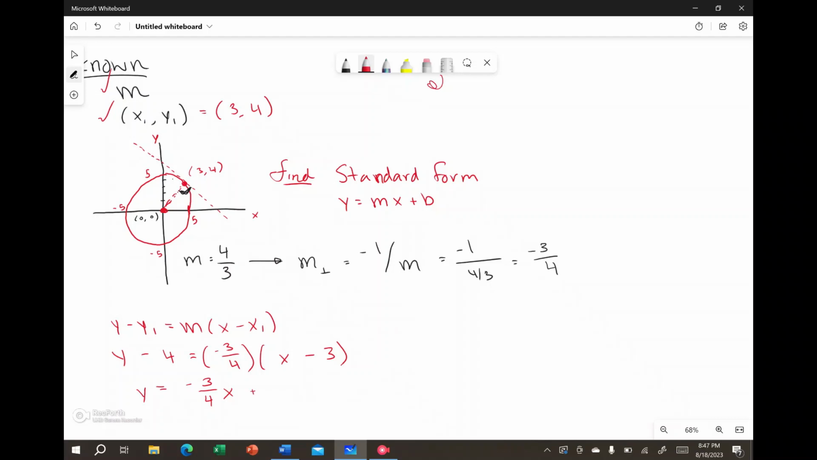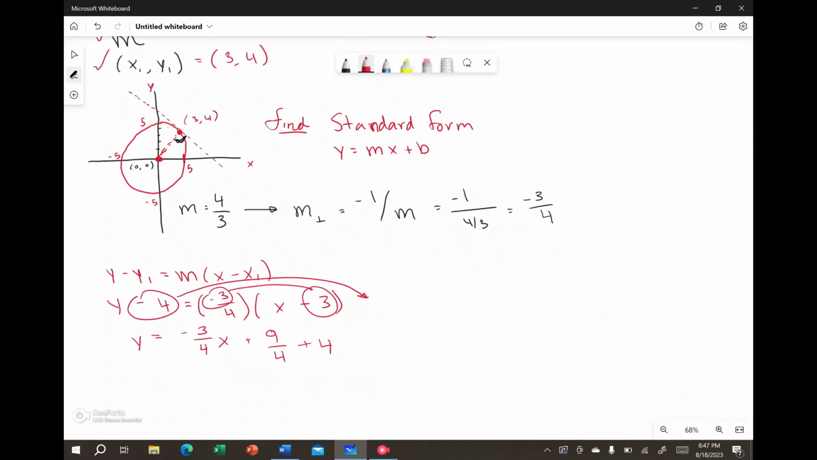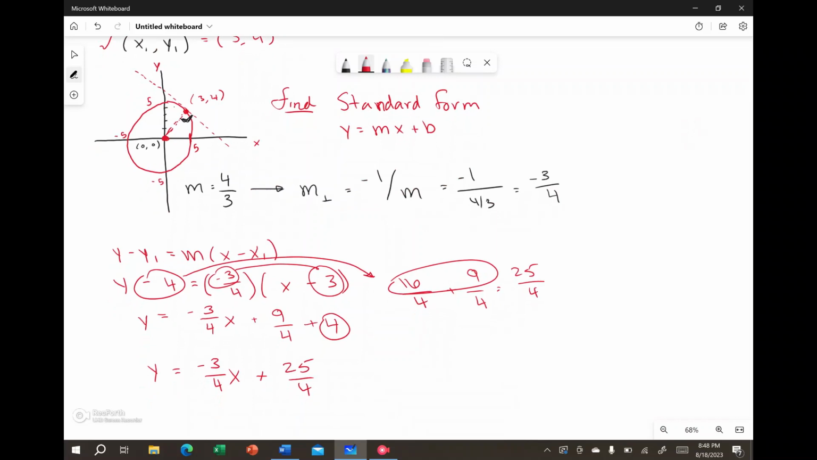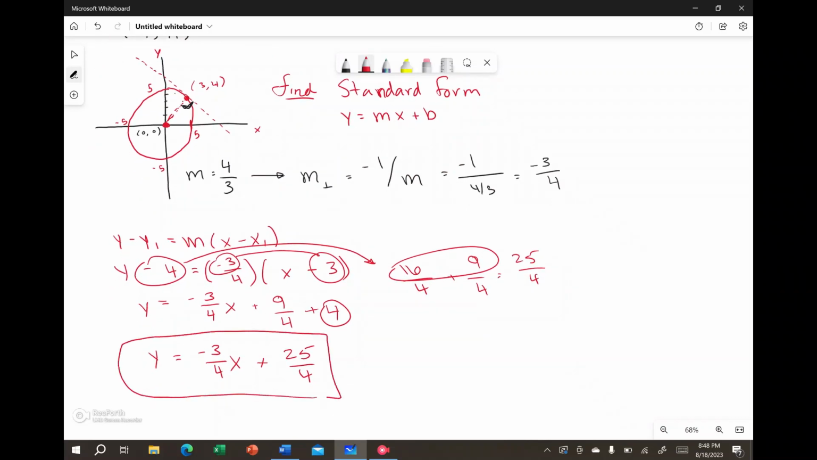For starters, I'm going to add 4 to the right. I'm going to multiply the 3 out, and that's how I got the 9. And then I'm going to add the 4 over. One step further, I get y equals -3 over 4 x, and I combine these two, 9 over 4 plus 4. And 4 is technically just 16 over 4 in fraction form, so that's how I got 25 over 4. Even though this includes fractions, this is the furthest you can rearrange this equation, and this is the standard form.